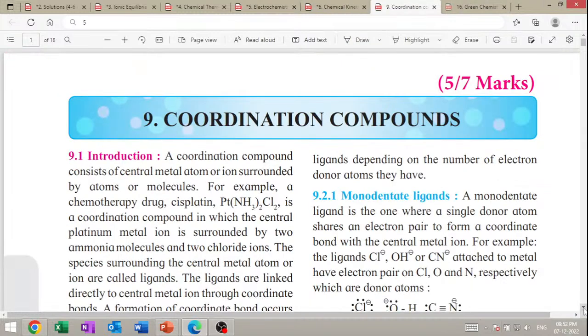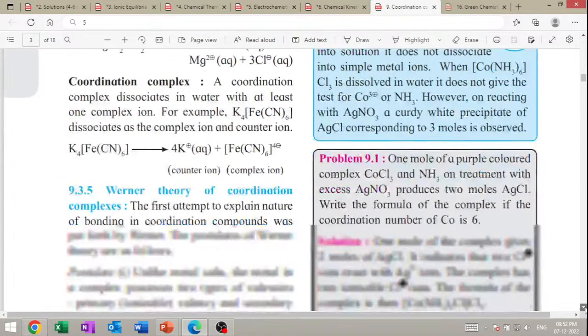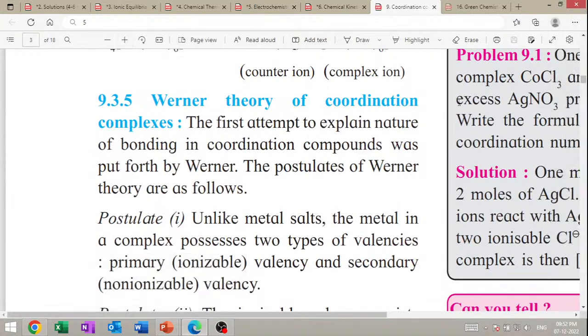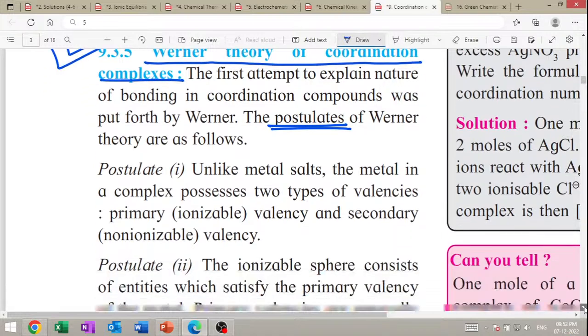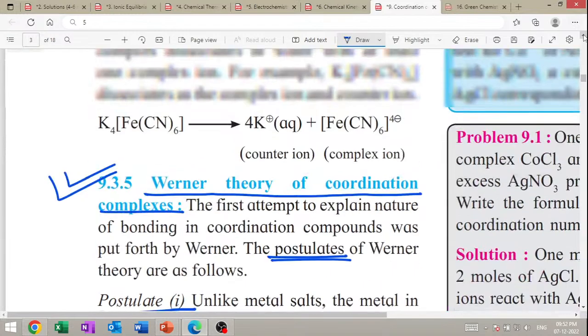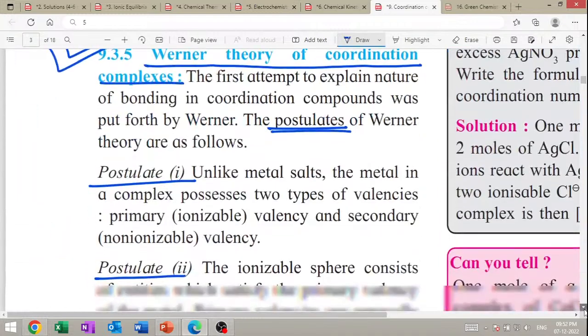In the coordination compounds there is written as a Werner theory. Werner theory of coordination complexes, and write the postulates. याच्यामध्ये टोटल postulates दिलेले आहेत तुम्हाला. फर्स्ट postulates, सेकंड postulates, थर्ड postulates, and the fourth postulates. तर टोटल तुम्हाला ऍटलीस्ट 2 तरी ओके नोट करता आले पाहिजे.